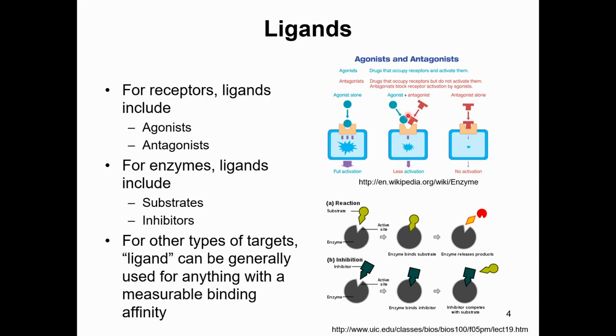Both of them have an affinity for the receptor, right? If the agonist binds, it activates. If the antagonist binds, it blocks. But if you have both together, that sets up a competition. And so you'll get partial activation under those considerations.